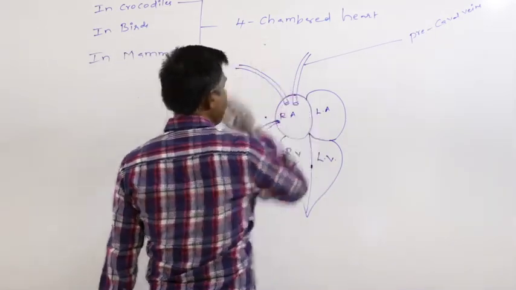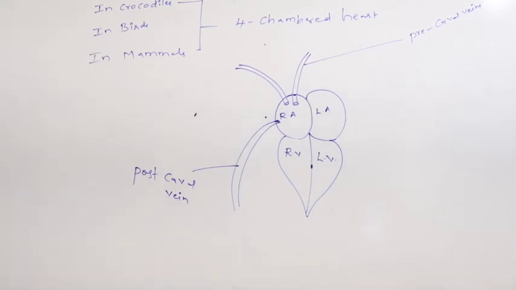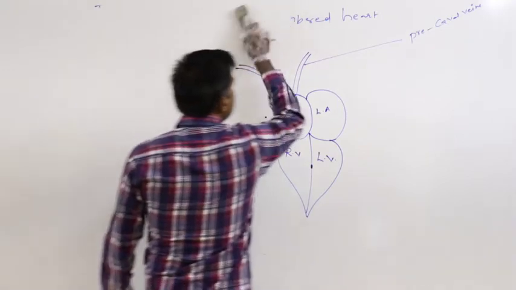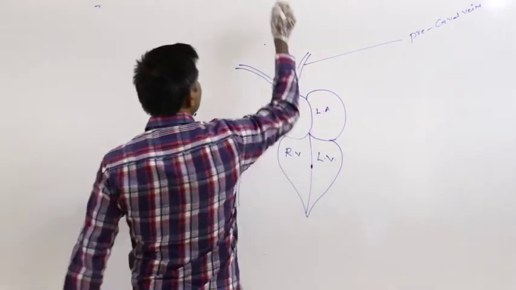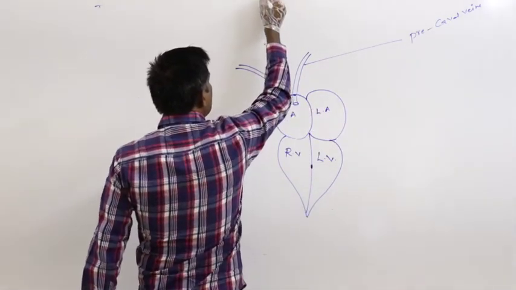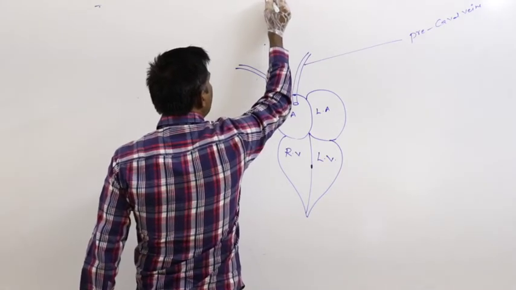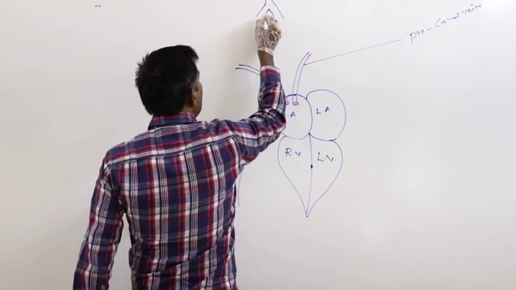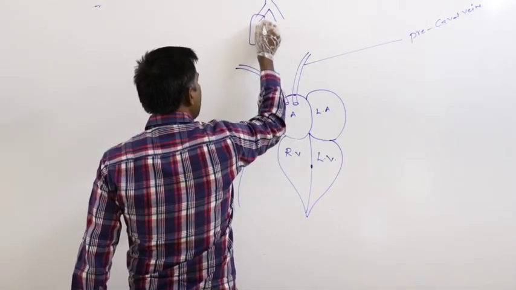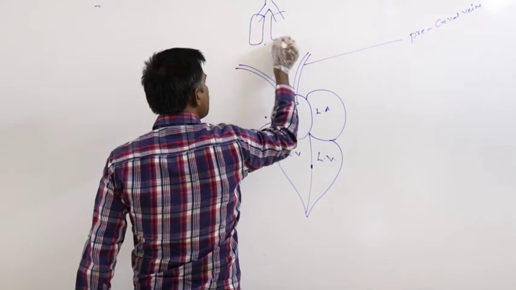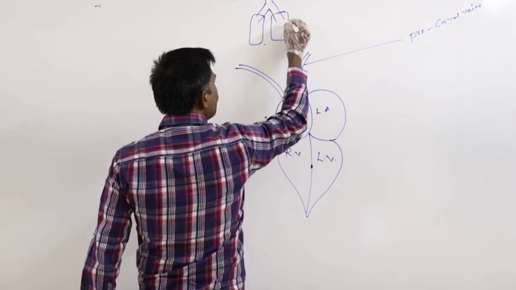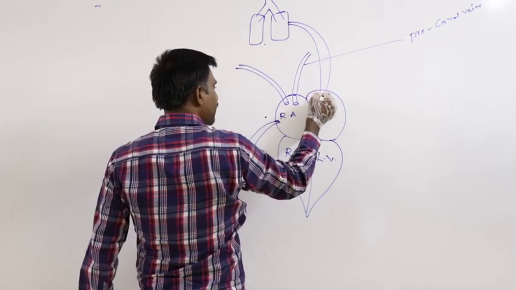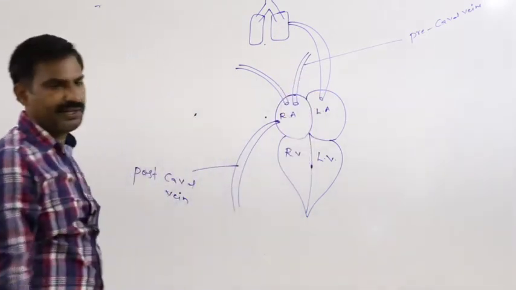At the same time, left atria receives oxygenated blood from the lungs. Left atria always receives oxygenated blood from the lungs. Just assume these are the lungs here. From the lungs, oxygenated blood is collected by left atria.